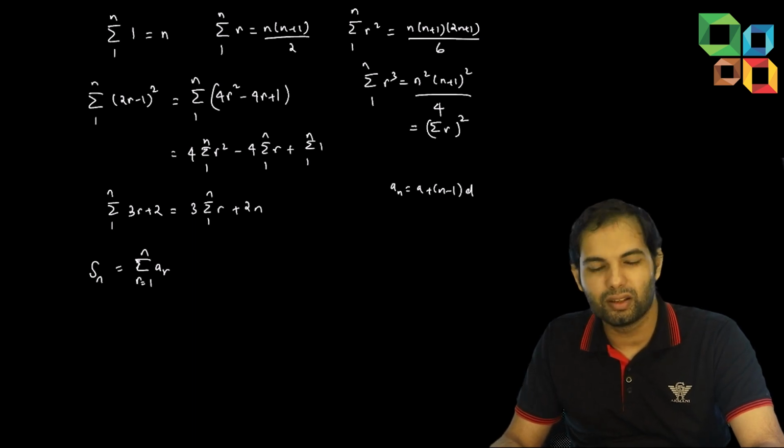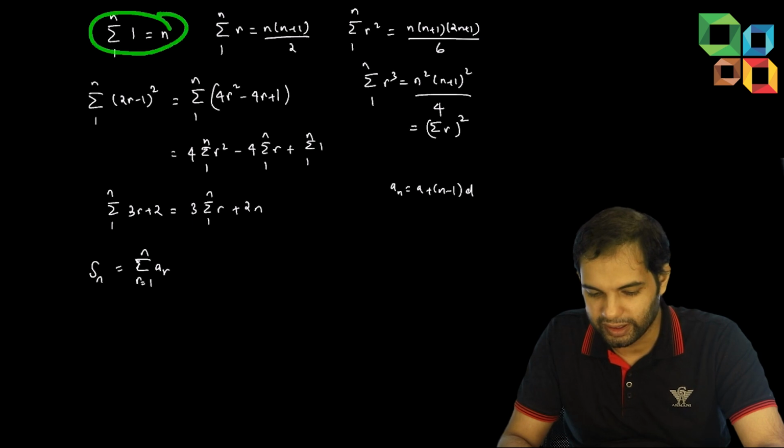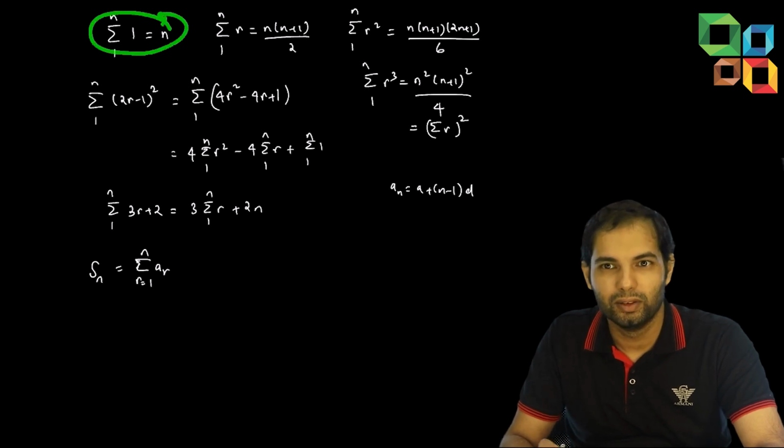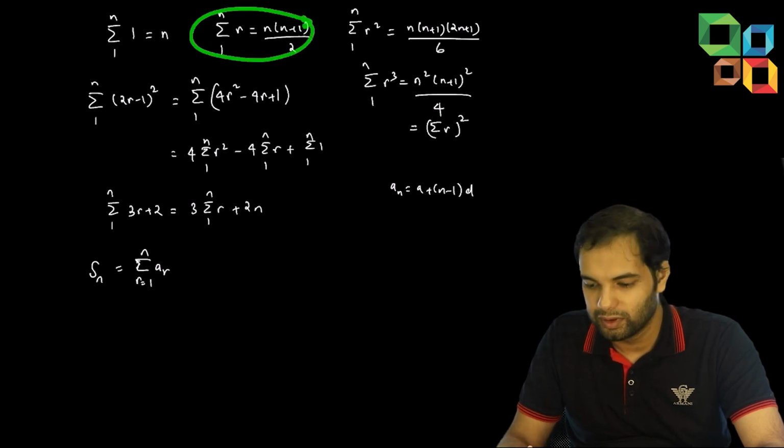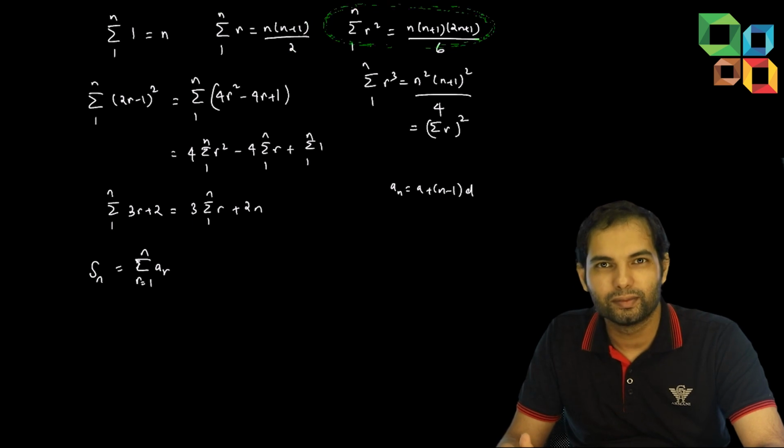So summation 1, this is pretty obvious, correct? Summation r we derived. We used AP, so summation r is nothing but an AP. So do we know how to get summation r square?